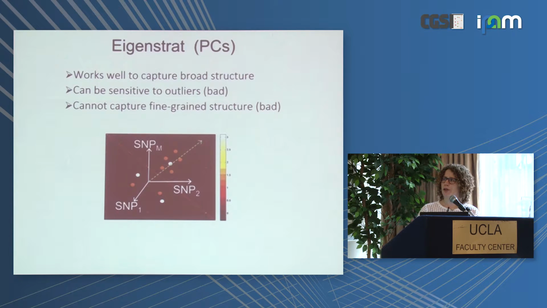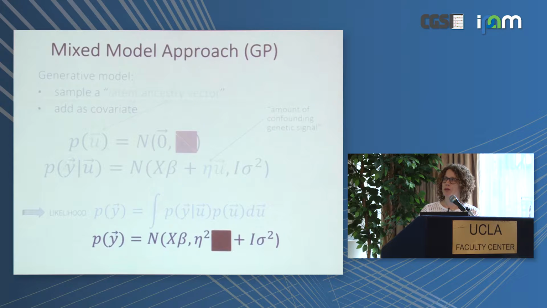So that's pretty good for capturing very broad structure, but if you have this more fine-grained structure, then simply by construction of principal components, you're truncating all the fine-grained signal because you're keeping only the top few principal components. And so that's where mixed models come in. And these actually go way back in the animal and plant breeding community, and were only more recently brought into human genetics. And so depending on your background, whether you're a machine learning person or a stat gen person or a statistician, you probably look at these models very differently.